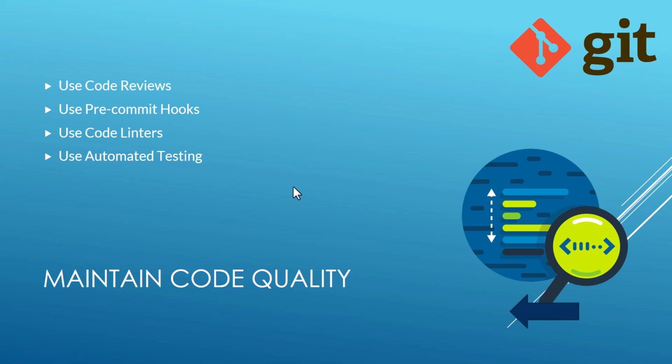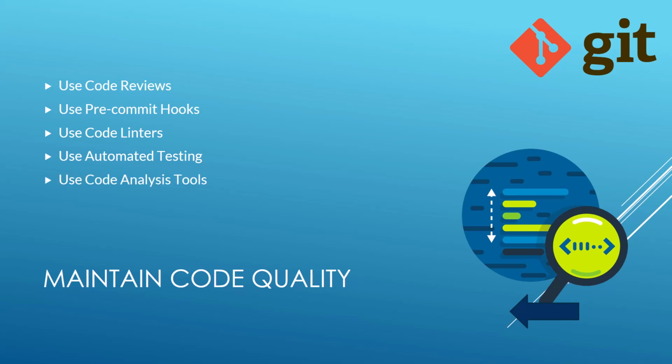Use automated testing. Automated testing can help ensure that code changes do not introduce new bugs or regressions. Tests should be run before code is committed, and the results should be reviewed before the code is merged into the main branch.